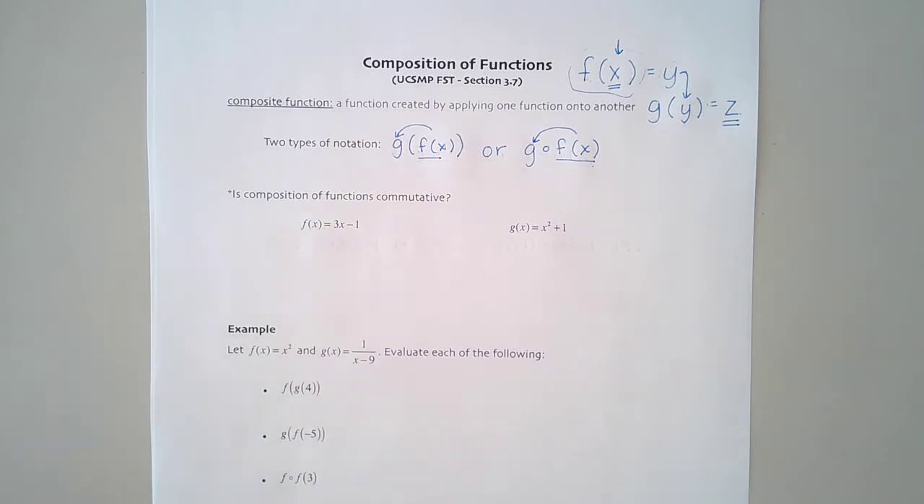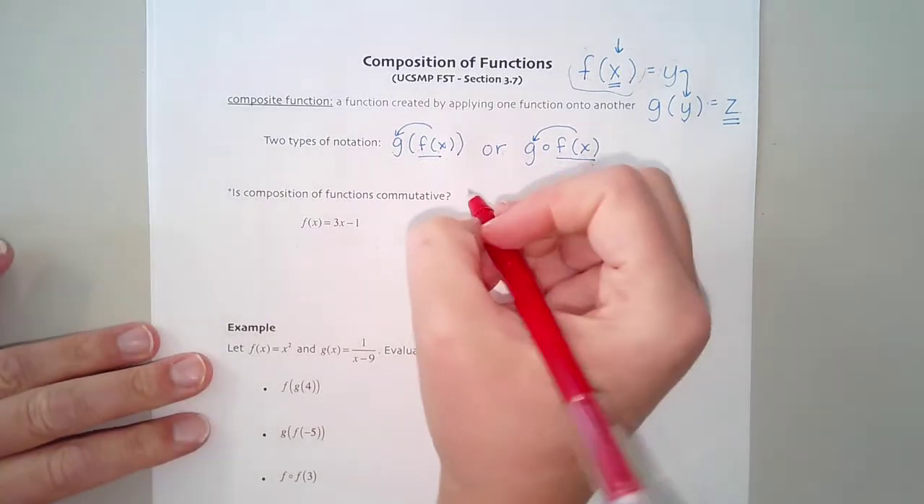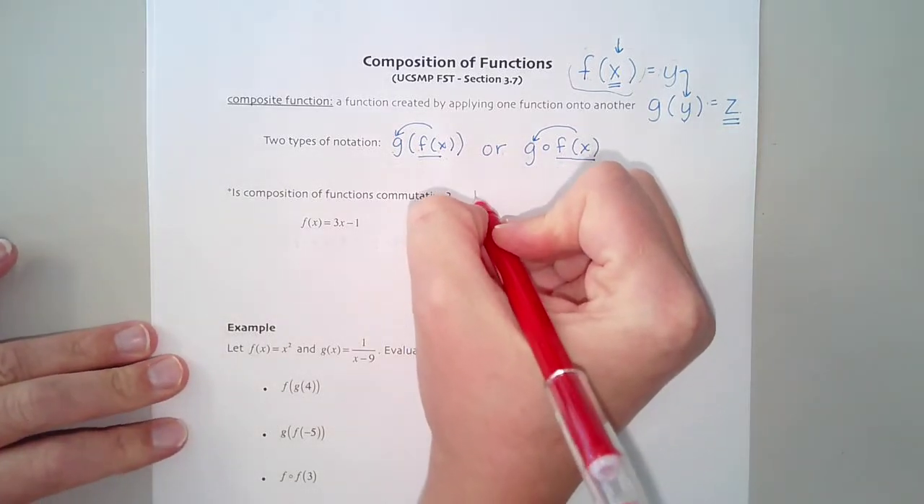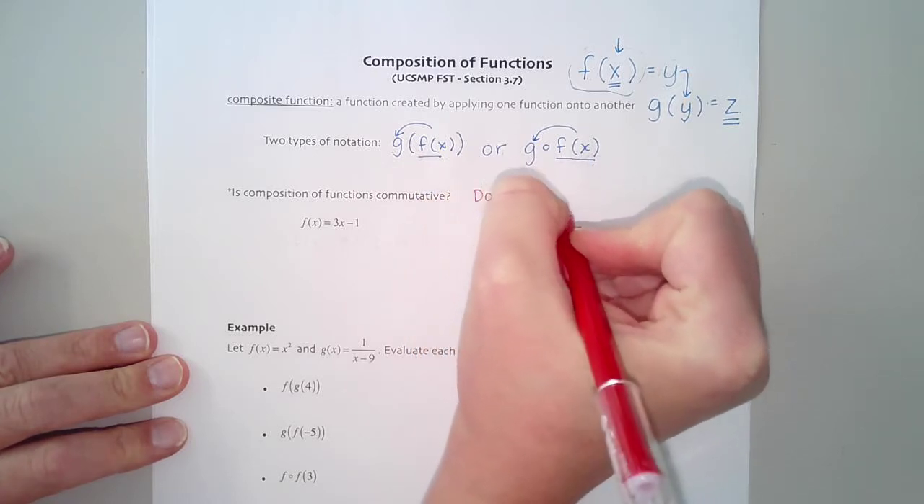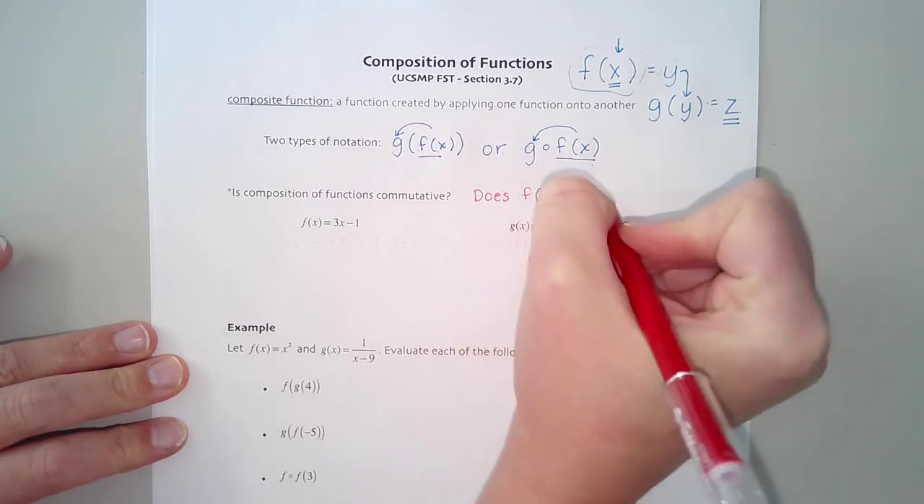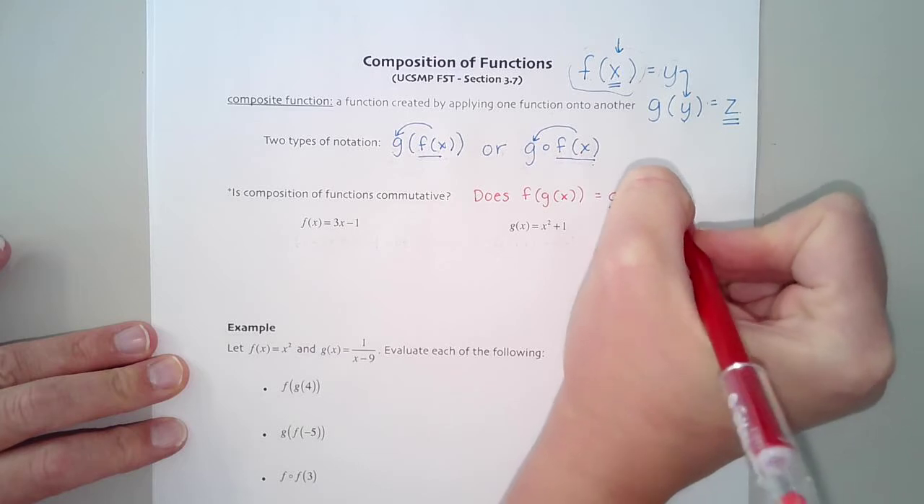Now, that's going to be important in relevance of this next question. Is composition of functions commutative? Just to remind you what commutative means, commutative is like multiplication. You can do 3 times 5 and 5 times 3, and they both come out the same. The order doesn't matter. And so the question we're really asking ourselves when we ask about function composition being commutative is, does f of g of x equal the same thing as g of f of x? That's the question we want to know.